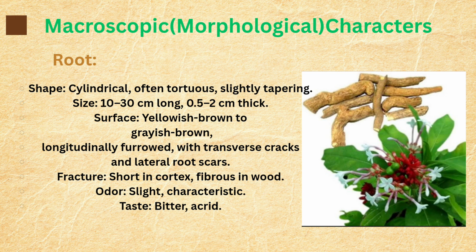Root shape: cylindrical, often tortuous, slightly tapering. Size: 10 to 30 centimeter long, 0.5 to 2 centimeter thick. Surface: yellowish brown to grayish brown, longitudinally furrowed with transverse cracks and lateral root scars. Fracture: short in cortex, fibrous in wood. Odor: slight, characteristic. Taste: bitter and acrid.